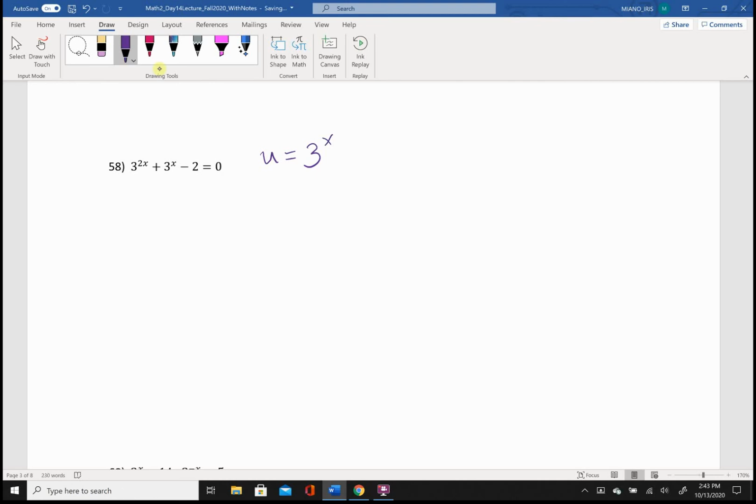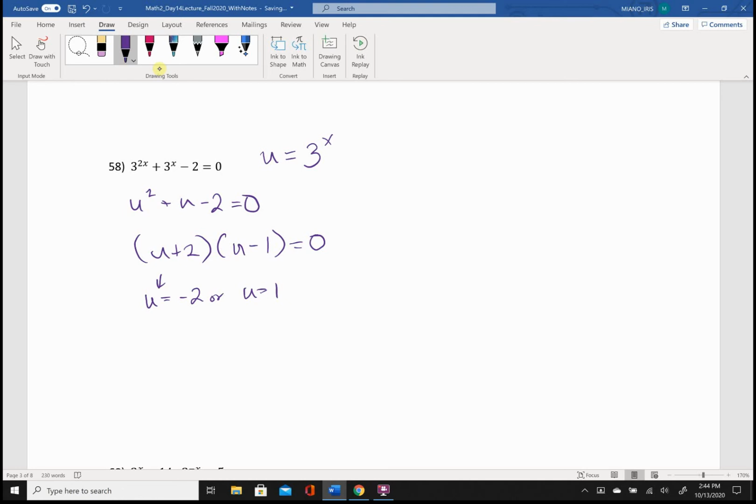So performing this u substitution, we'll have u squared plus u minus 2 equals 0. We can factor this with relative ease. So that'll give me (u plus 2) times (u minus 1) equals 0. This right here will determine through the zero product principle that either u equals -2 or u equals 1.